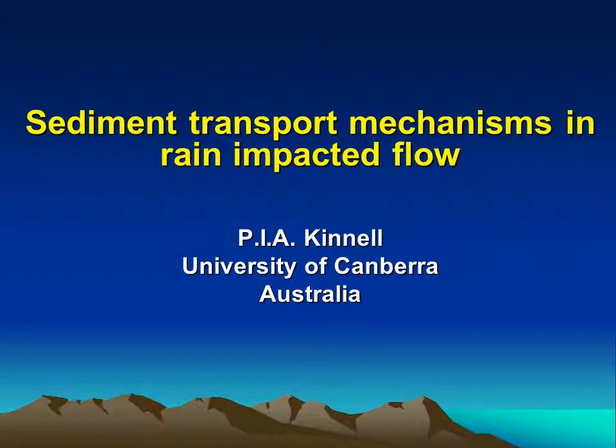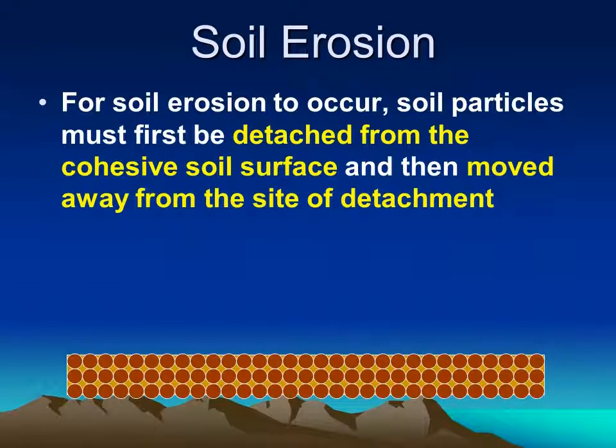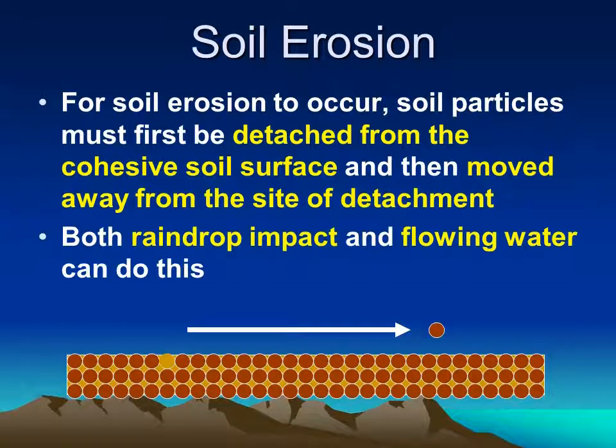This presentation is about the erosion mechanisms that operate in rain-impacted flows. For soil erosion to occur, soil particles must first be detached from the cohesive soil surface and then moved away from the site of detachment. Both raindrop impact and surface water flow can do this.